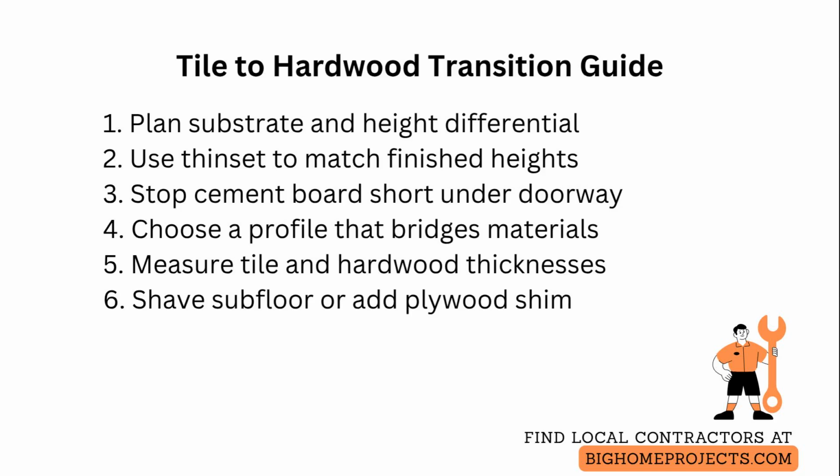Choose a transition profile that accommodates the exact thickness difference and allows a small gap for natural movement. For most jobs, a T-shaped profile or overlap reducer works best because it bridges materials without a raised lip. Measure the thickness of tile plus mortar bed and the thickness of the hardwood plus underlayment and record those numbers before ordering the strip so you do not need to trim on site.